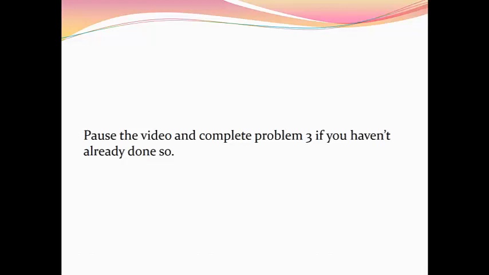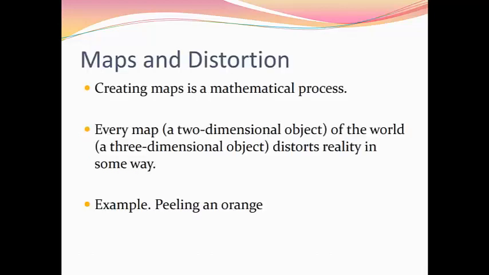Okay, so now we're ready for a little bit of follow-up and discussion. So creating maps is a mathematical process. Every map, which is a 2-dimensional object, of our world, which is a 3-dimensional object, distorts reality in some way. Think, for example, about peeling an orange. If you take the peel off of that orange and try to flatten it down to 2D, there's going to be some distortion there.